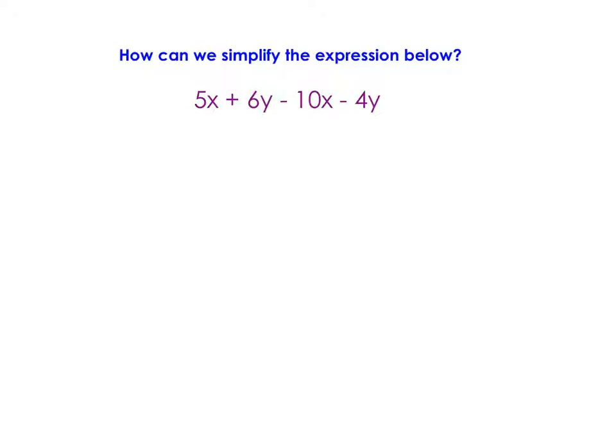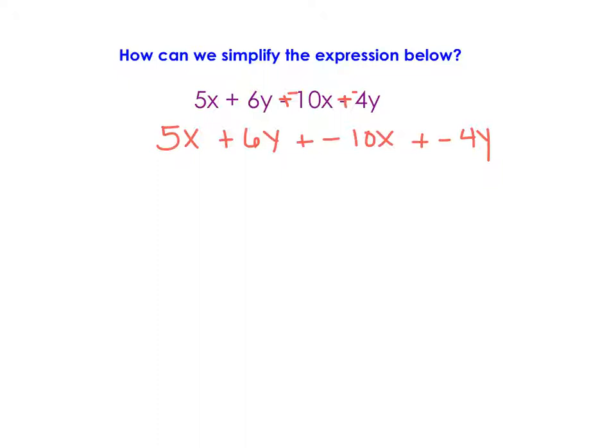So before we start, let's change all of our subtractions to addition, because that makes them easier to work with. We're going to use keep change here. So we have 5x plus 6y plus a negative 10x plus a negative 4y. And the big thing from here is that we can simplify this further and combine some things together, but we can only combine them if they are what are called like terms. And a like term has the same variable part.